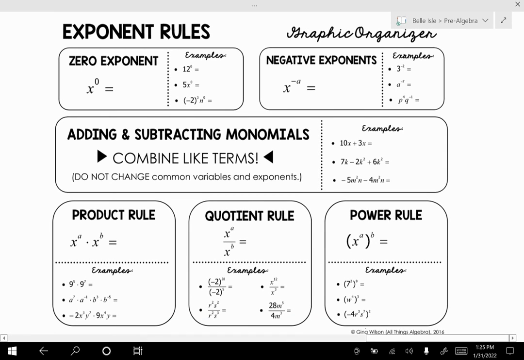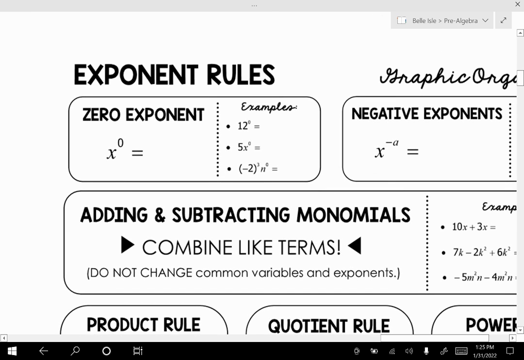Okay. Exponent rules. We're going to start with the zero exponent rule.